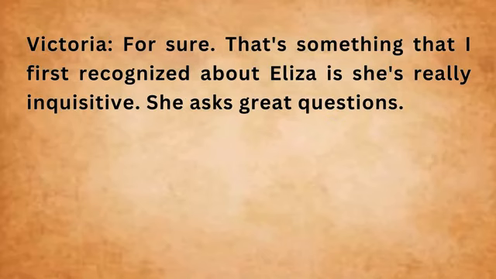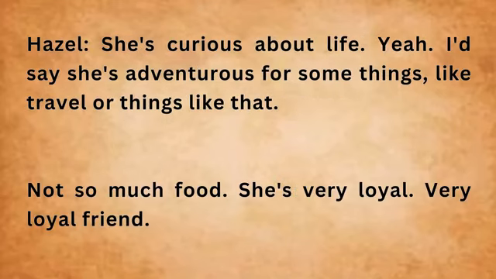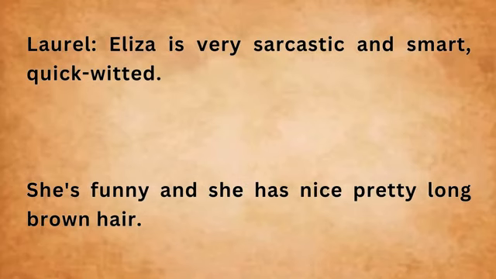Victoria. For sure. That's something that I first recognized about Eliza, she's really inquisitive. She asks great questions. Hazel. She's curious about life. Yeah, I'd say she's adventurous for some things like travel, not so much food. She's a very loyal friend. Laurel. Eliza is very sarcastic and smart, quick-witted. She's funny, and she has nice, pretty long brown hair.